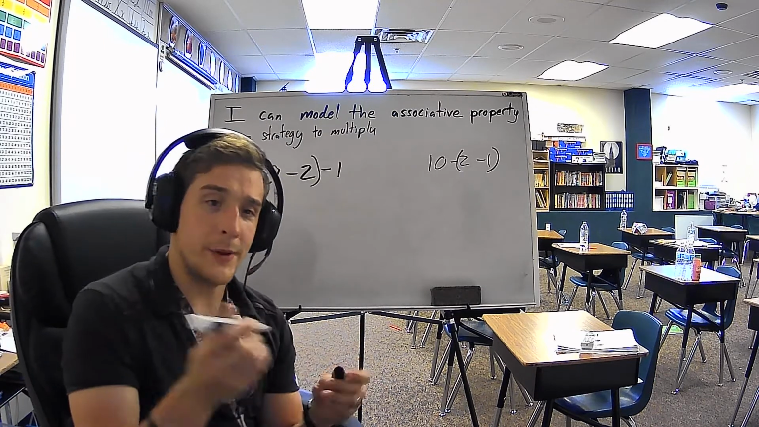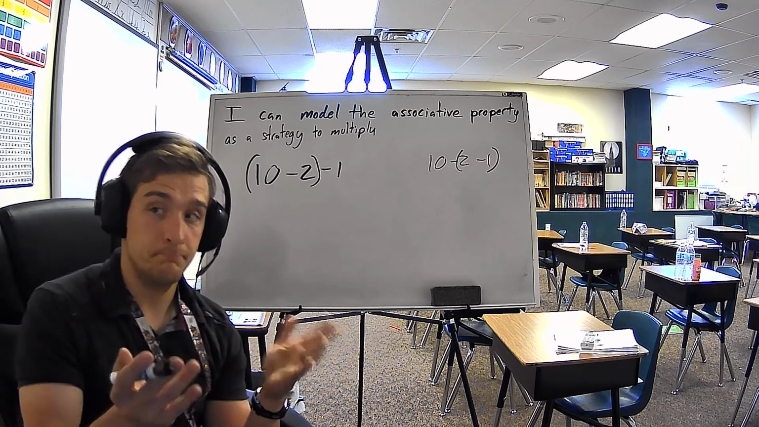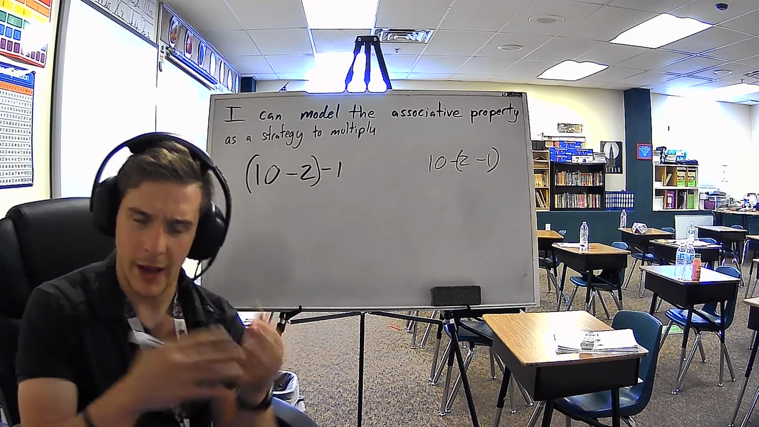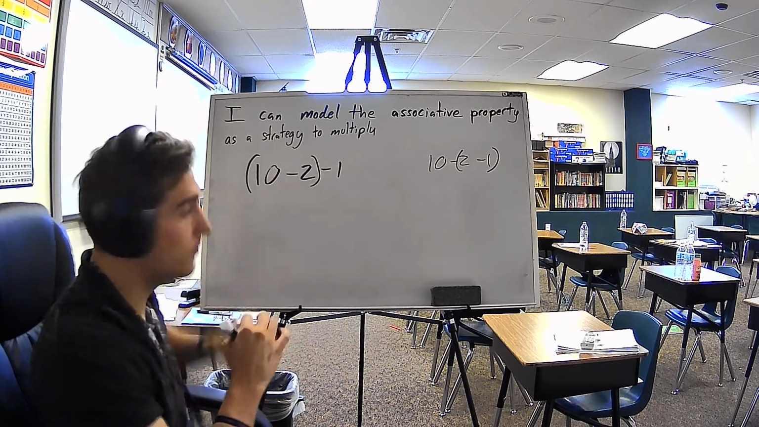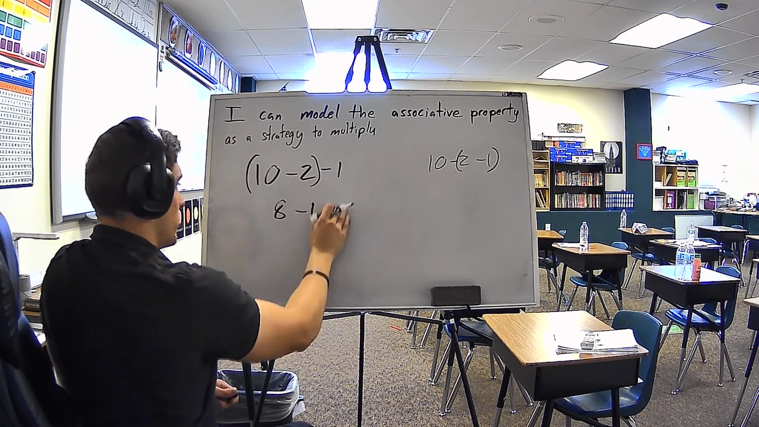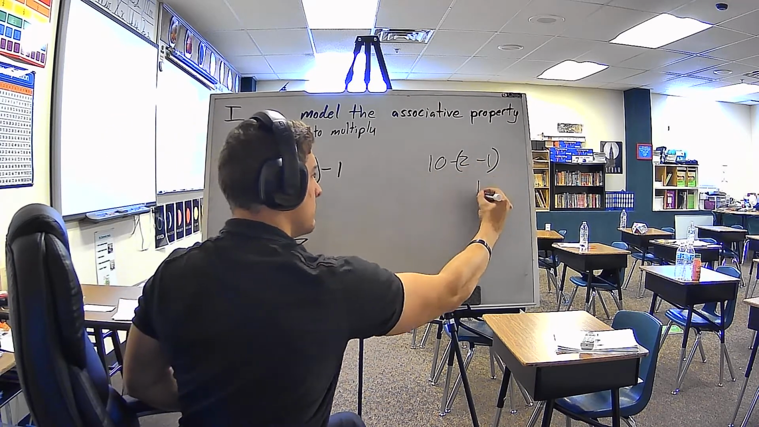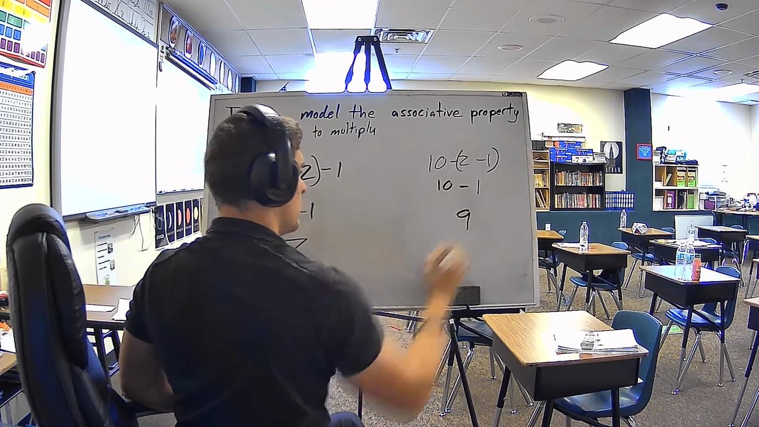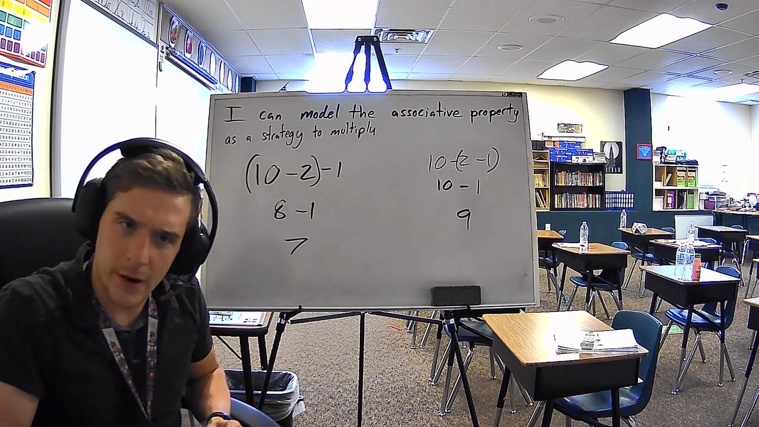Now, once again, make a prediction. Will this or will this not work with the associative property? Make a prediction, determine why. If you want to think about it more, go ahead and pause it. But we're going to go ahead and figure it out. So we start with the parentheses. 10 minus 2 is 8. 8 minus 1 is 7. Going over here, 2 minus 1 is 1. Drop down the 10, 10 minus 1 is 9. Okay, so it's not looking good so far.